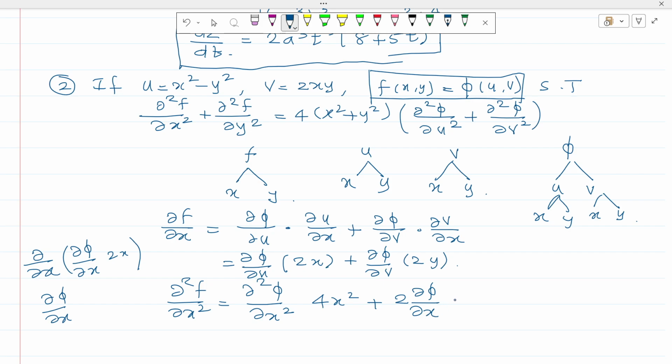plus dou square phi by dou v square into 4y square, which is equation number 1.